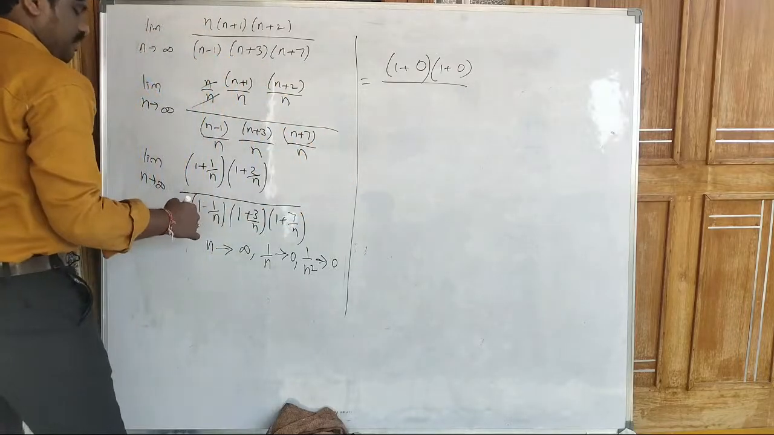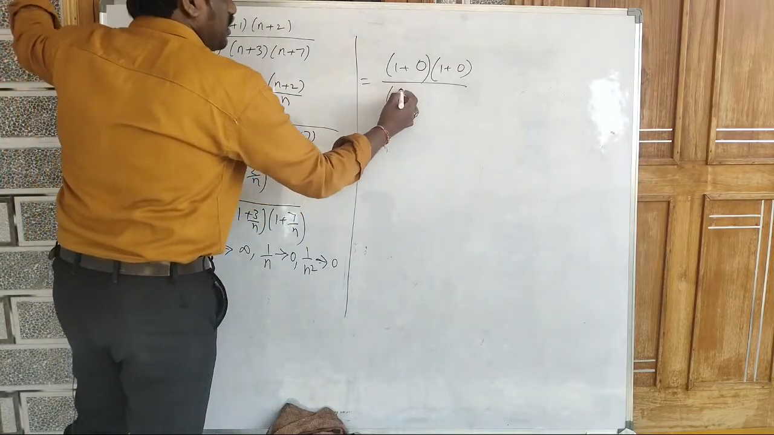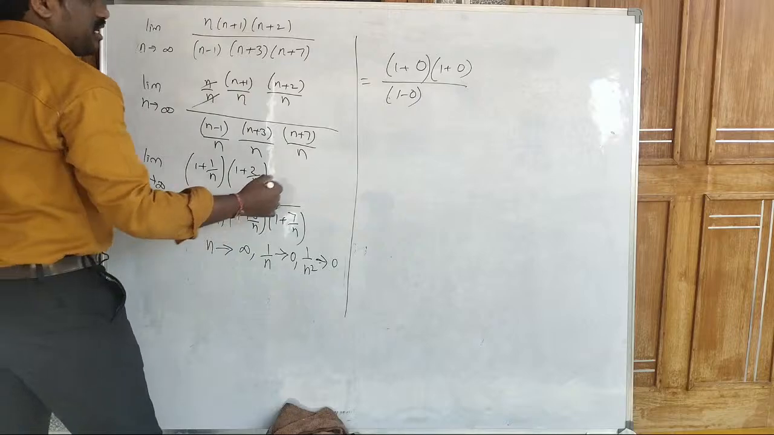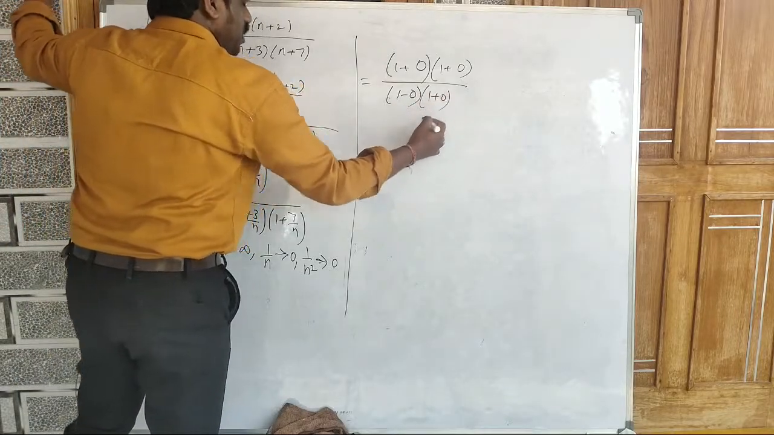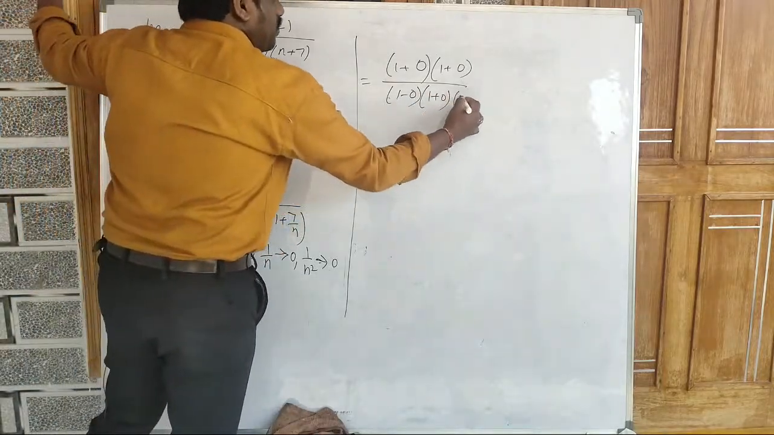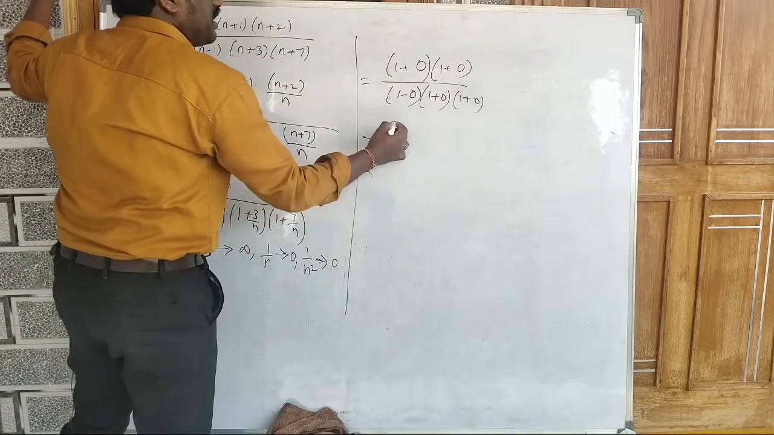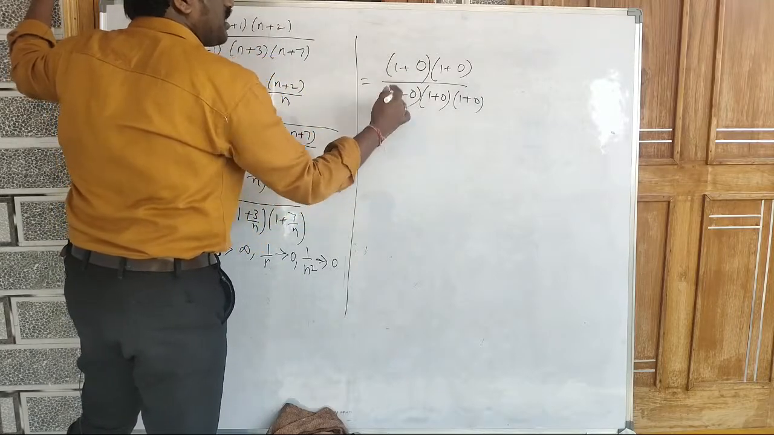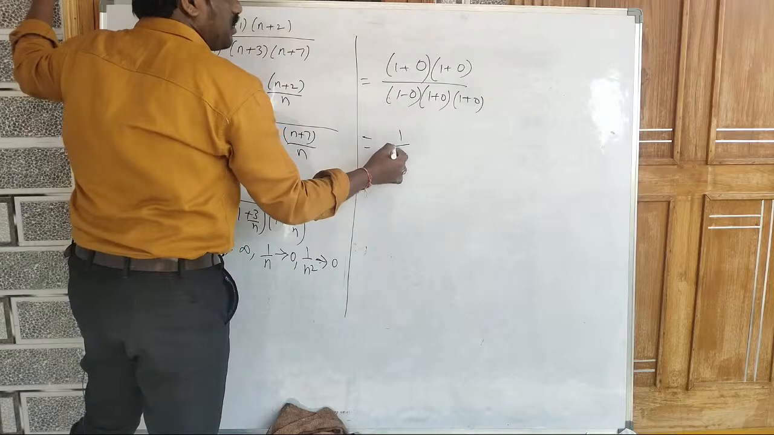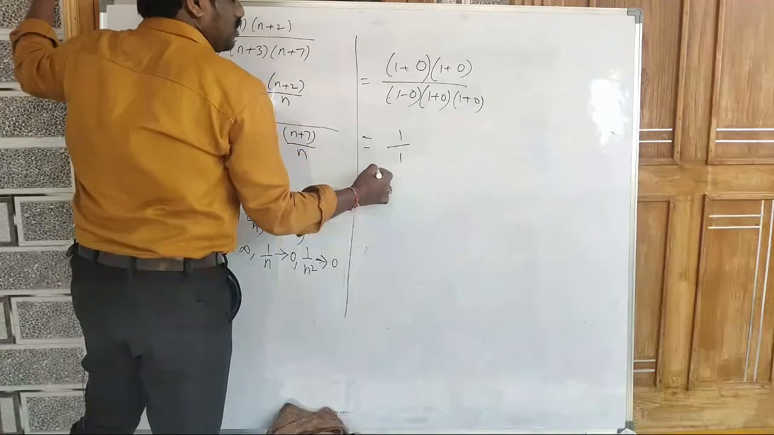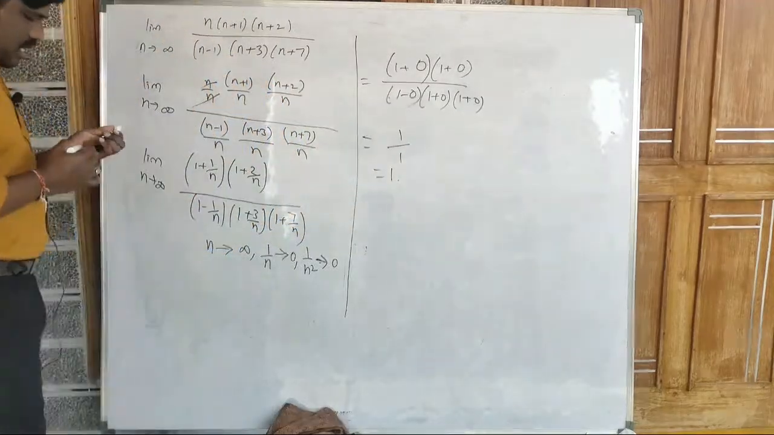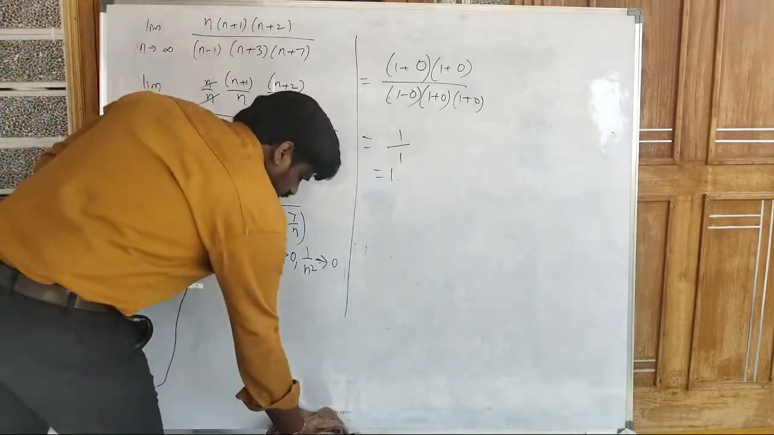And 1 minus 0, and you are going to get 1 plus 0. The answer will be 1 here, 1 into 1, the total is 1 upon 1 into 1 into 1 is 1, totally the answer is 1. 1 is the answer. Did you understand?